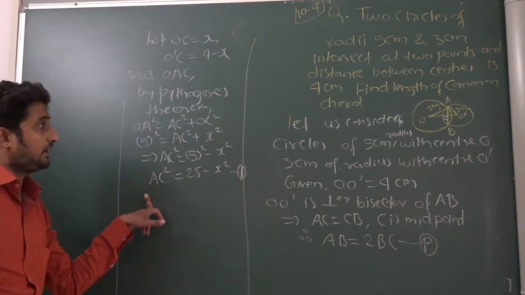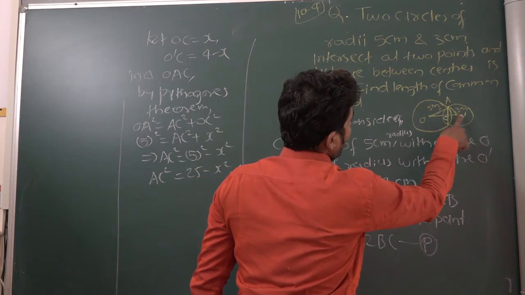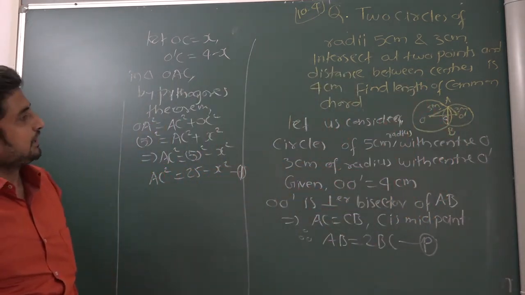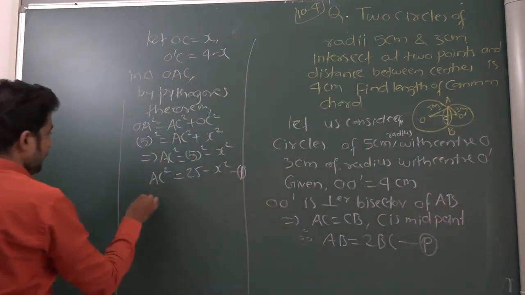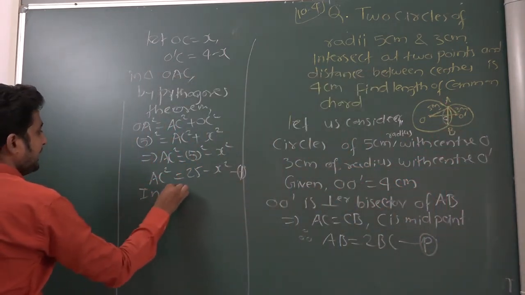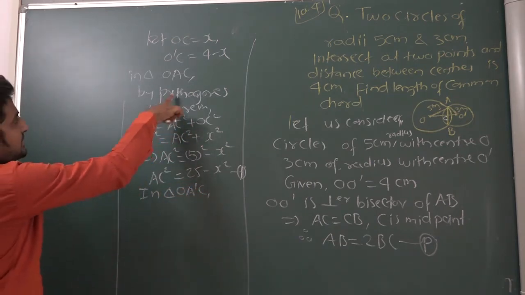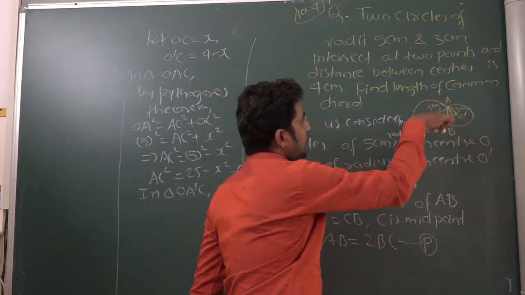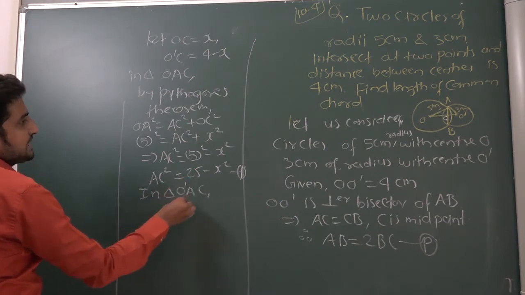Now, moving on to the triangle O dash AC. Now, in triangle O dash AC, here we are considering the other triangle.